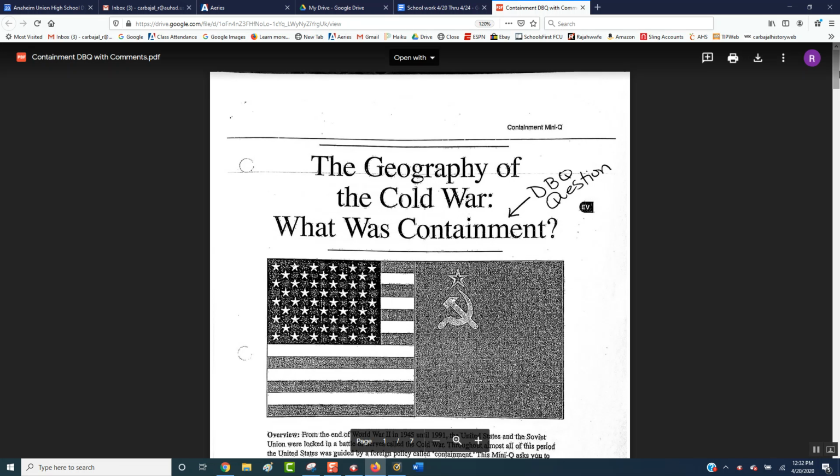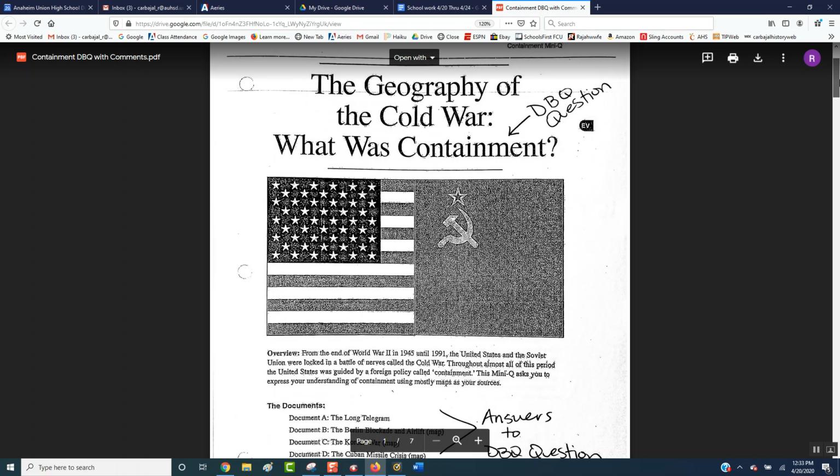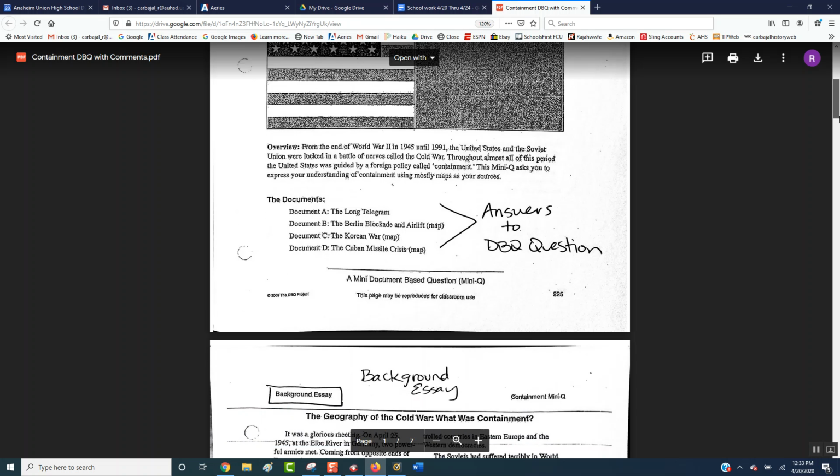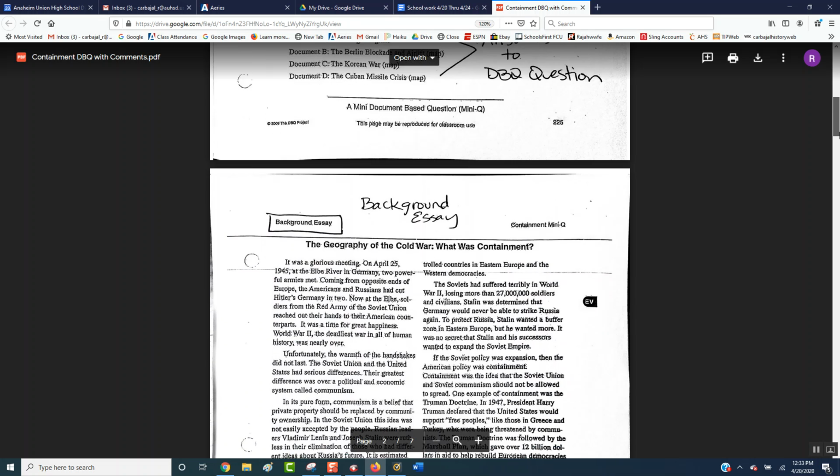Remember, the Cold War was between the U.S. and the Soviets, capitalism versus communism, and our whole goal is to make sure that communism does not spread. Throughout the Cold War, there are going to be some events that show why we needed containment and how it worked. The four documents will go through that, and we'll do that in the other video explaining the essay. But for today, you're going to be doing the introduction.